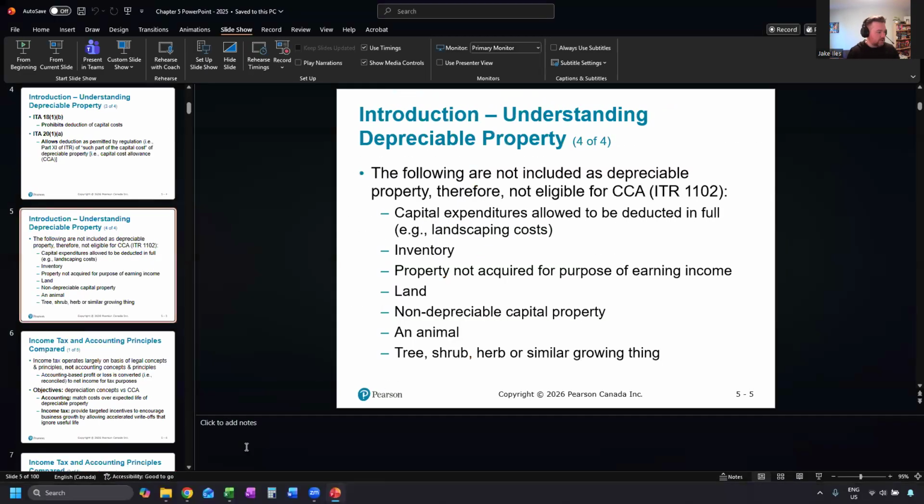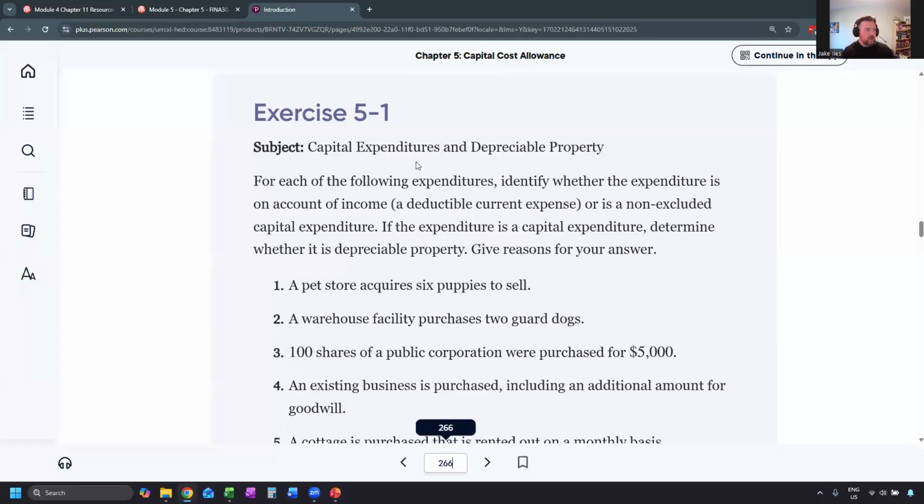So let's go to the exercise for this. We're going to go through a short list of items and discuss whether or not they are depreciable property. Identify whether the expenditure is on account of income, a deductible current expense, or is a non-excluded capital expenditure. If the expenditure is a capital expenditure, determine whether it is depreciable property. So is it capital? Is it depreciable?